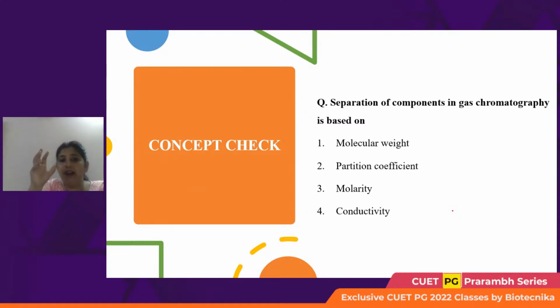If you learn that table, you can easily answer any question based on that table, right? So make sure that the notes will be provided in the end. You have to fill the feedback form, and the notes will be provided. So make sure that you learn that table.